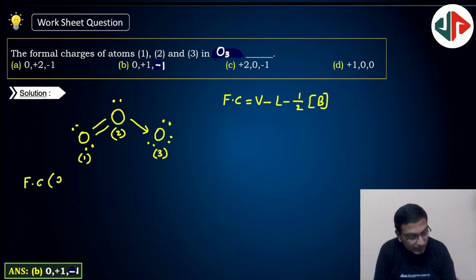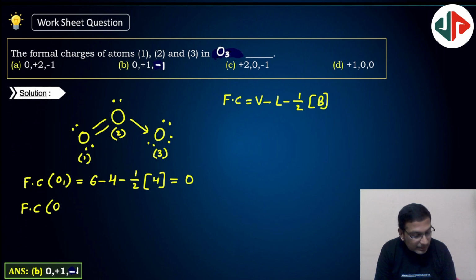Based on this, I will calculate the formal charge of O1. Number of valence electrons 6 minus lone pair electrons 4, minus half into number of bonding electrons 4, 2 bonds. Therefore, formal charge will be 0. Next, formal charge of O2. 6 minus, on the second oxygen 1 lone pair, therefore 2 electrons, minus half into bonding electrons, 3 bonds attached, 6. So which is plus 1.